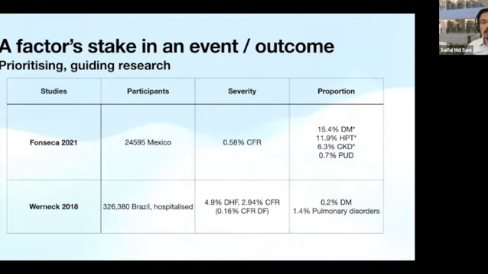Studying death again. If you are looking at mortality, the case fatality rate in Fonseca, in the Mexican study, is only 0.58%. Diabetics were only 15%. In Brazil, for those with dengue hemorrhagic fever, the case fatality rate is much higher, at 3%. But when you look at patients with dengue fever, it's 0.16%. And this is why in Brazil, I think they use a registry rather than a cohort study.